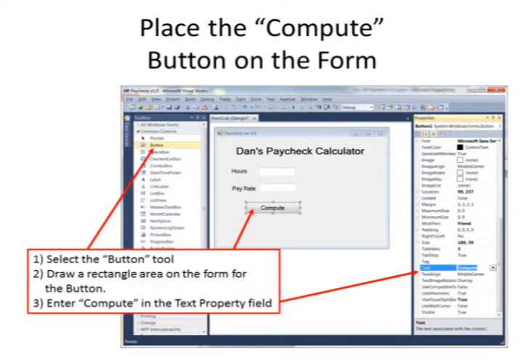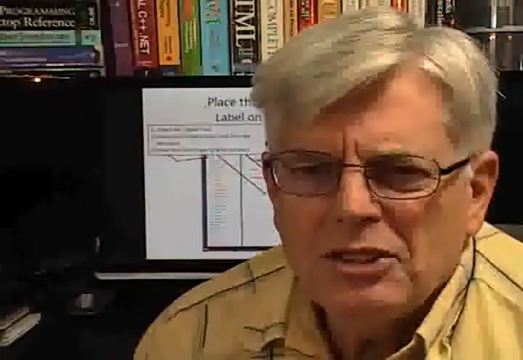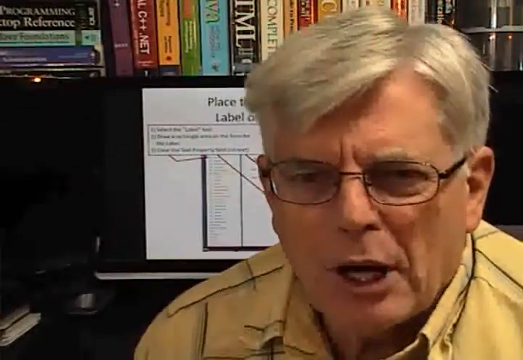Next, we want to put a compute button on the form. So select the Button tool, draw a rectangular area on the form for the button, and enter Compute in the text property field. I'm going to use a label to display the paycheck amount. I want it to look on the form like a text box, but I really want to use a label. The reason is because if it's a text box, the user can go and modify the information. So I want to use a label.